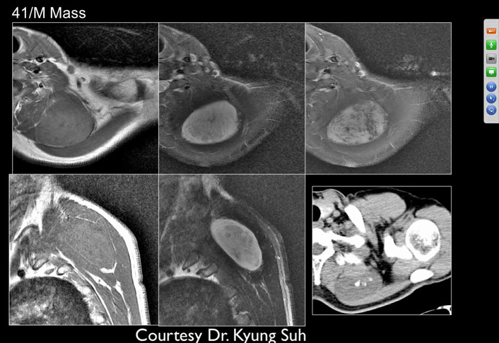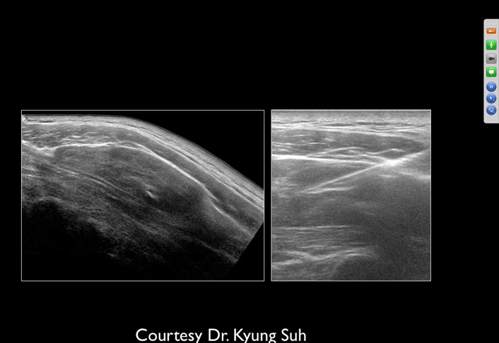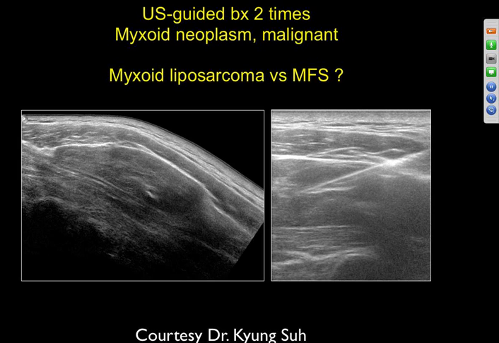Okay, Brian? 41-year-old male, mass, deep to the trapezius. It looks slightly hyperintense to muscle on T1. It does have some slightly heterogeneous enhancement. Solid mass, and there are some calcifications associated with it on CT. So, myeloma could look like this. Sarcoma, yeah.